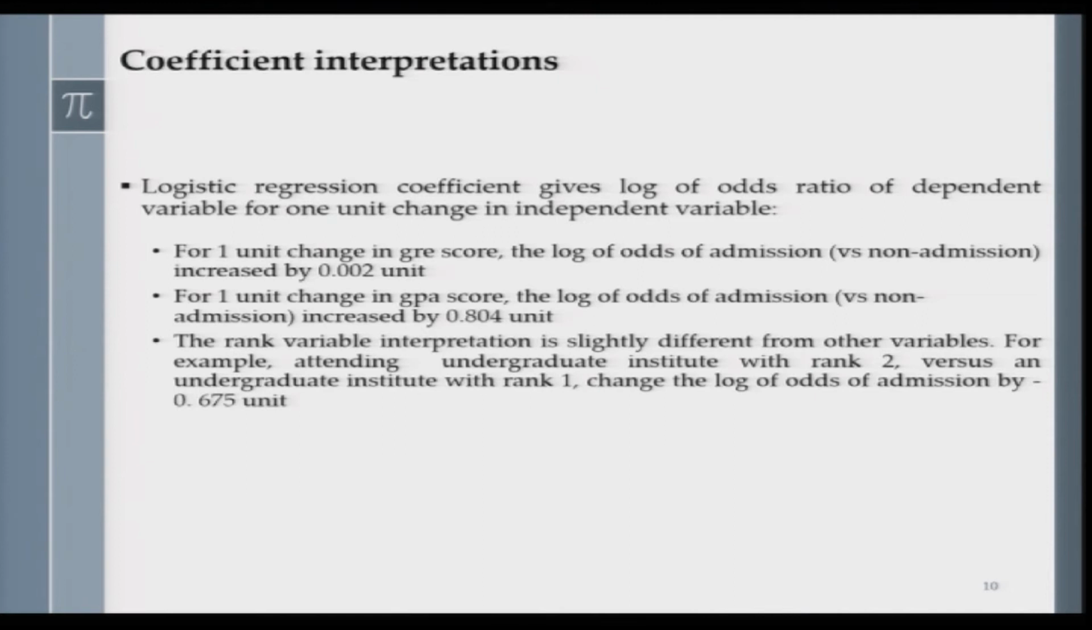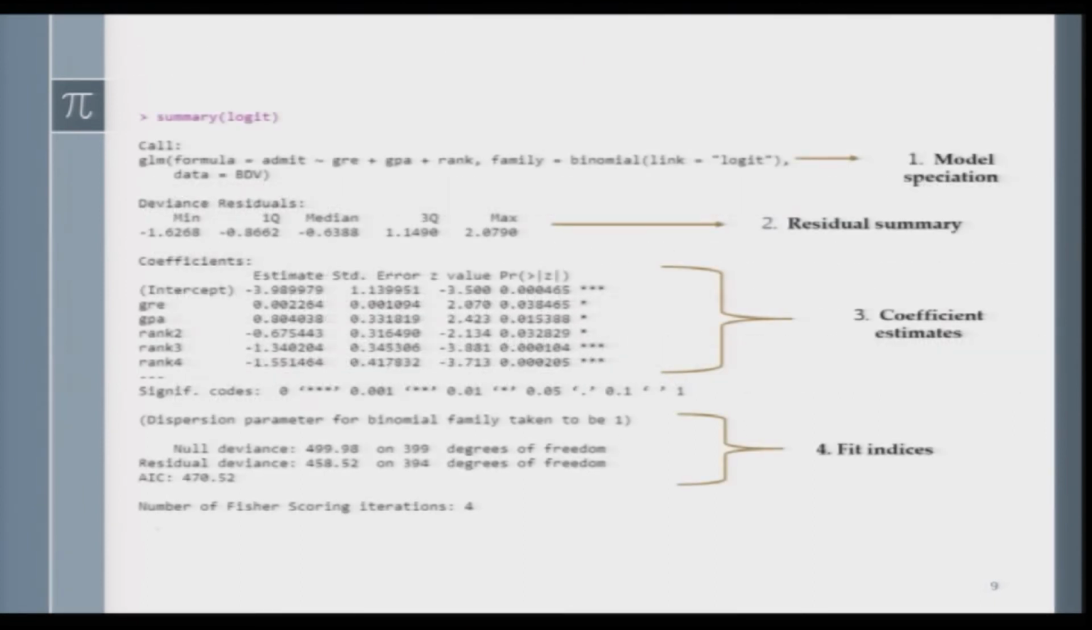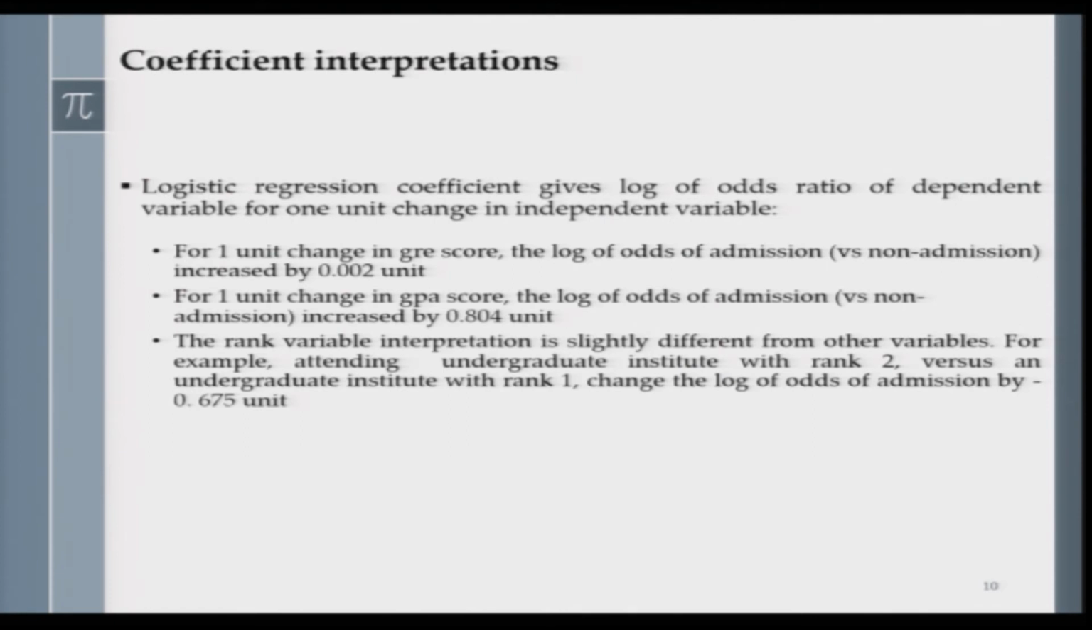So, now we are going to look at the case that we have. Here let us look at the case of the GRE variable. Okay. So, let us see what coefficient value it has. It has 0.002 as the coefficient value. So, we can say that for 1 unit change in the continuous variable GRE score, the log of odds of admission into the graduate program versus non admission in the program increases by 0.002 units.